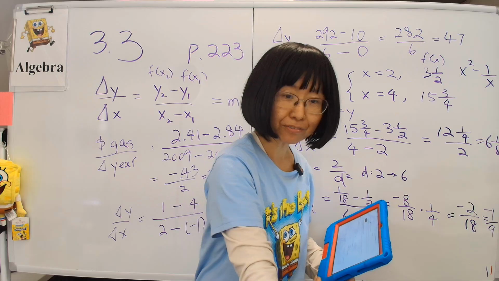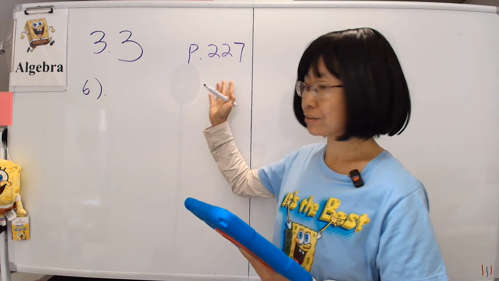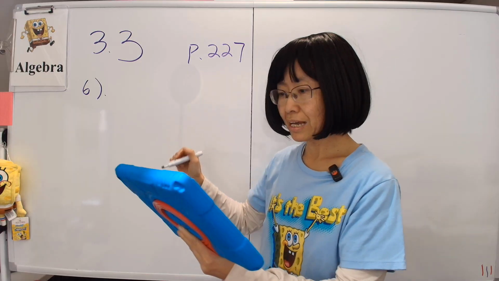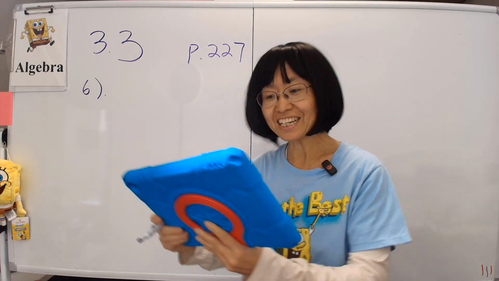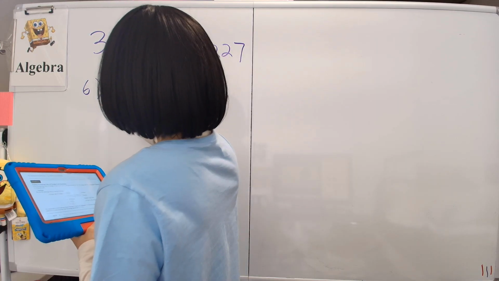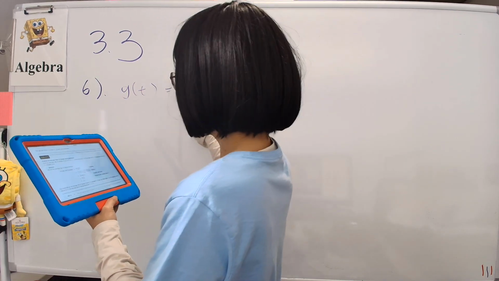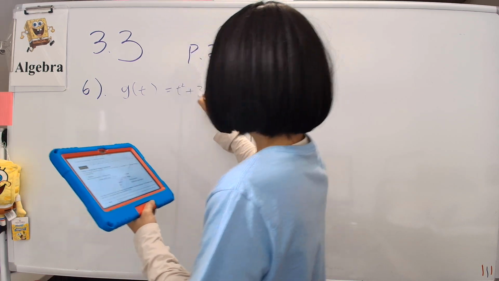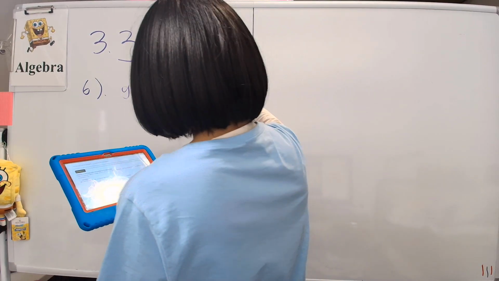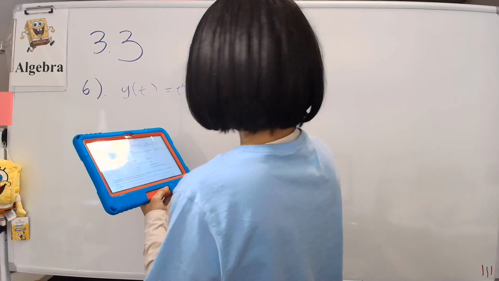Now let me clean off the board. Okay, next let's look at example 6 on page 227. We're doing more rate of change. Now we have some function, g of t. I'll write it down here. g of t equals t squared plus 3t, and then plus 1. My marker is acting weird.